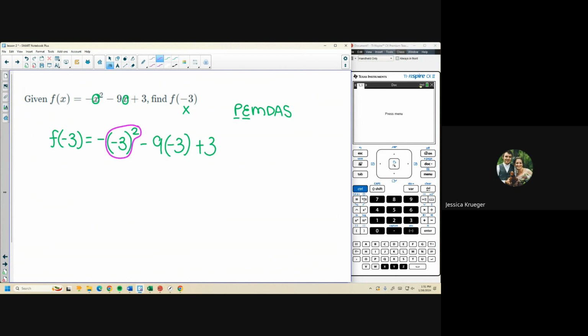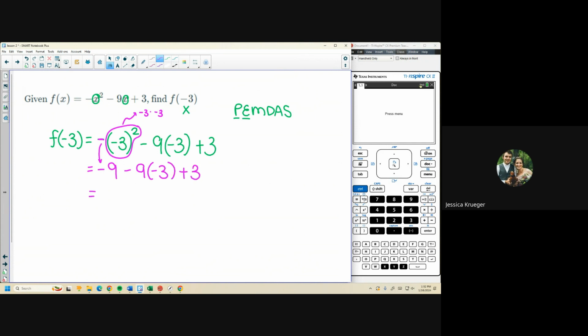And it's important to note that only what is directly below the exponent is part of it. So this negative out front is not part of the squared. So I'm going to carry that down. Negative 3 squared is negative 3 times negative 3. And a negative times a negative is a positive. So negative 3 squared becomes 9. And remember, this negative is carried down from what was in front of the x squared. Then I've got minus 9 times negative 3 plus 3.